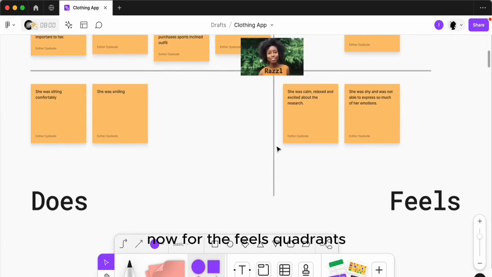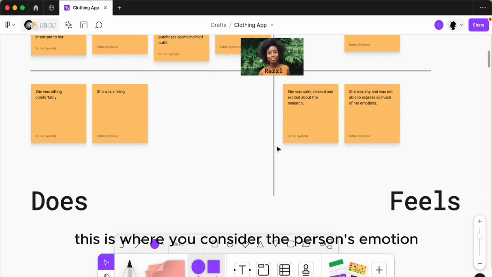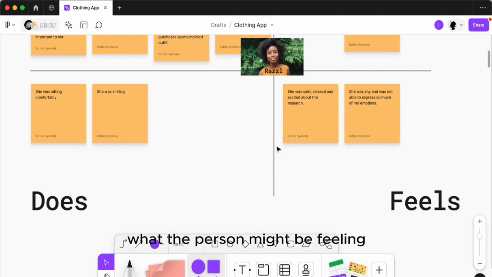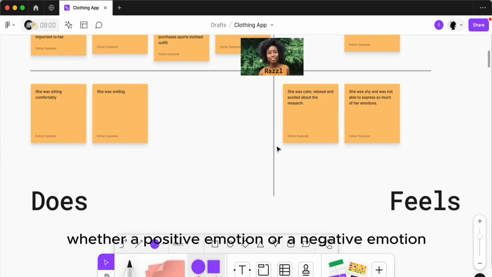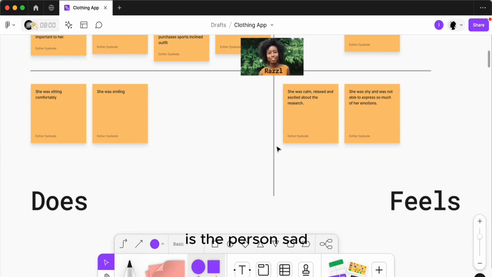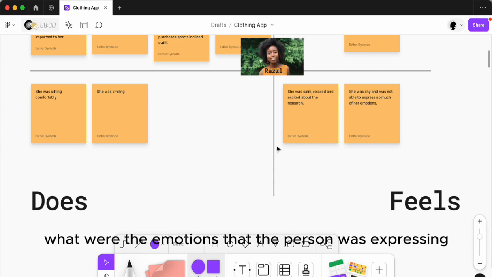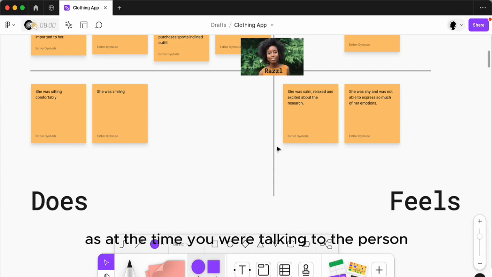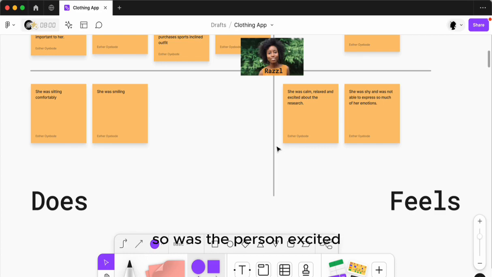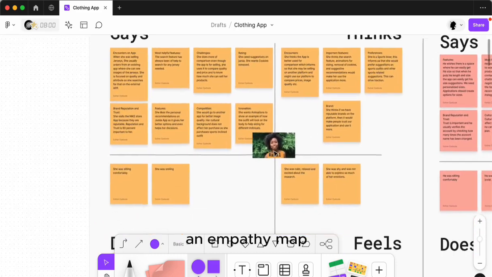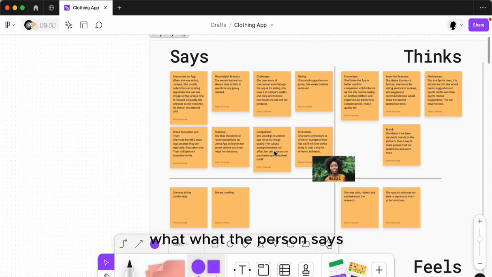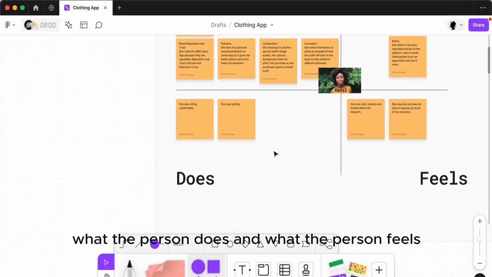Now, for the feels quadrant, this is where you consider the person's emotion and you try to identify what the person might be feeling, whether a positive emotion or a negative emotion. Is the person happy? Is the person sad? Is the person calm? Is the person relaxed? Is the person shy? Is the person excited? What were the emotions that the person was expressing at the time you were talking to the person? So was the person excited? Was the person afraid? This is an example of an empathy map. Just these quadrants: what the person says, what the person thinks, what the person does, and what the person feels.